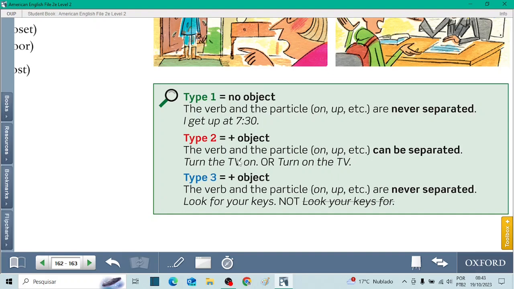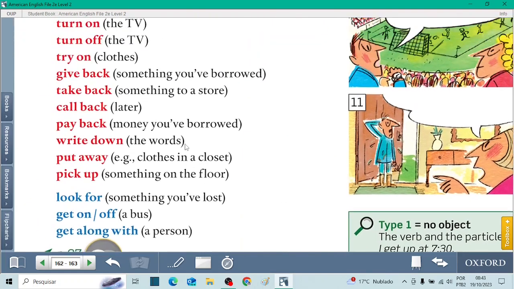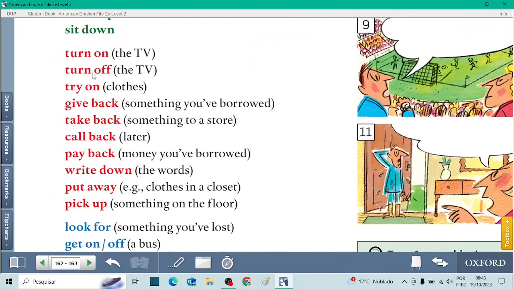The TV is the object here, okay? Turn the TV on. As we can see, we can use the object or even the pronouns, okay? The object pronouns go in the middle, between the verb and the preposition. For example, turn it off.